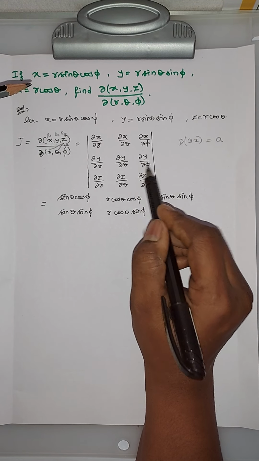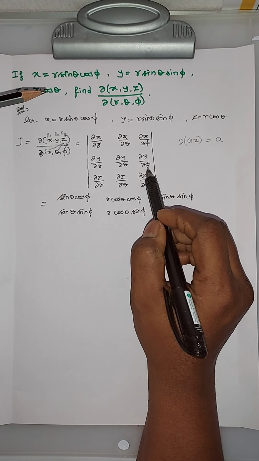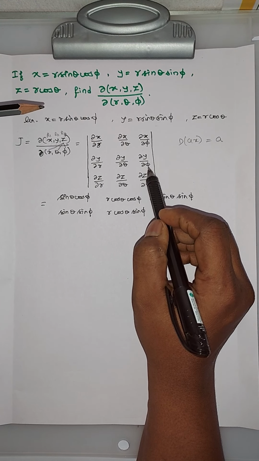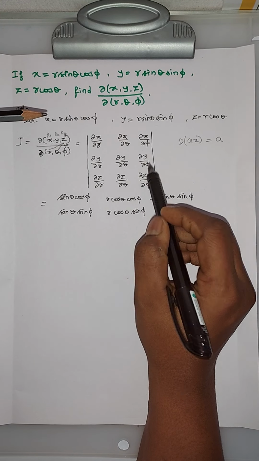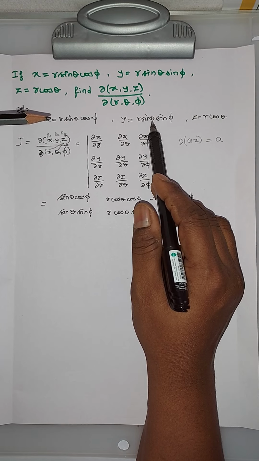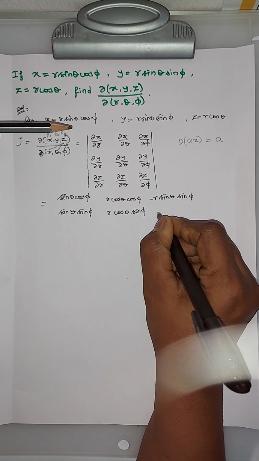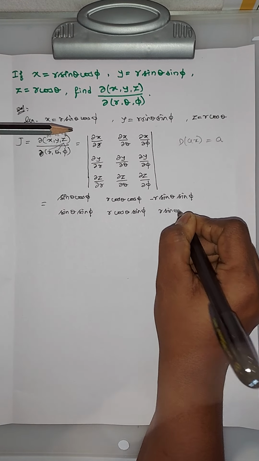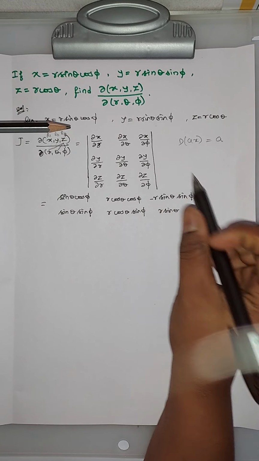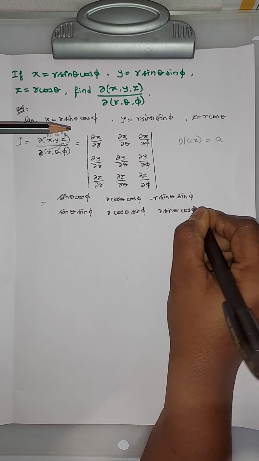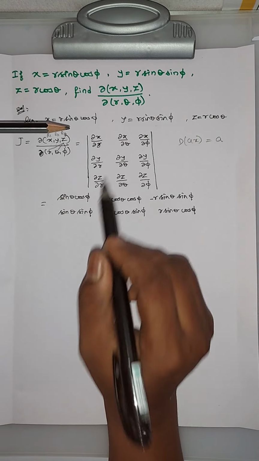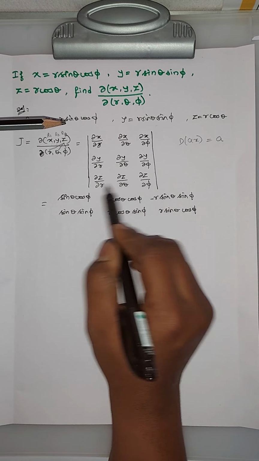Third term is partial differentiation of y with respect to phi. When we differentiate with respect to phi, this r and theta remain constant. So r sine theta comes as it is, and sine phi becomes cos phi. So the second row is also over. Now moving on to the third row.